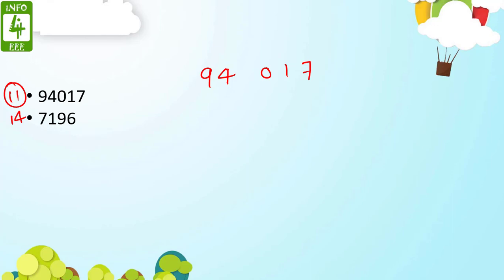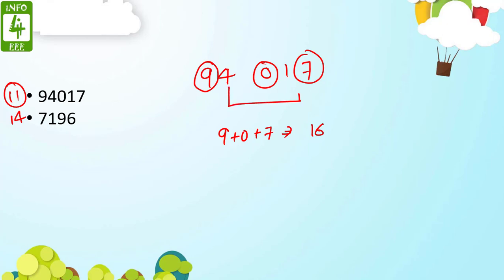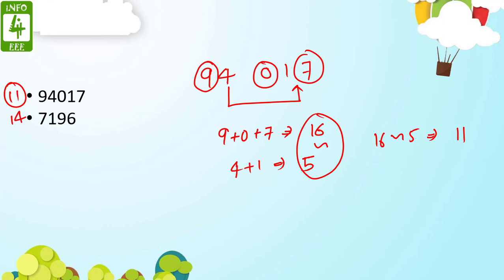Or you can do otherwise as well, the sum of alternate places. So these are the alternate places. So 9 plus 0 is 9, plus 7, this will become 16. So this is the sum of alternate places, and the remaining places are 1 and 4. So the sum is 5, and the difference of these two, 16 minus 5, should be a multiple of 11, and yes, this is 11, so it means that this number will be divisible by 11.